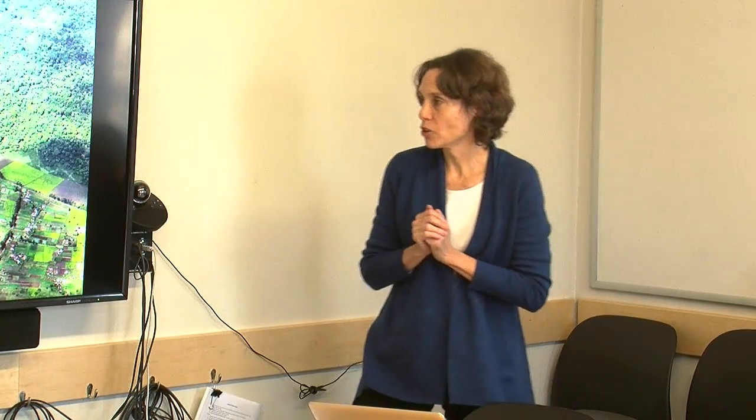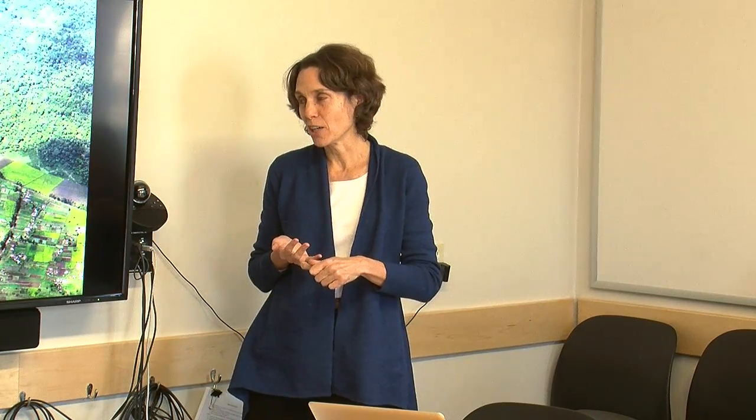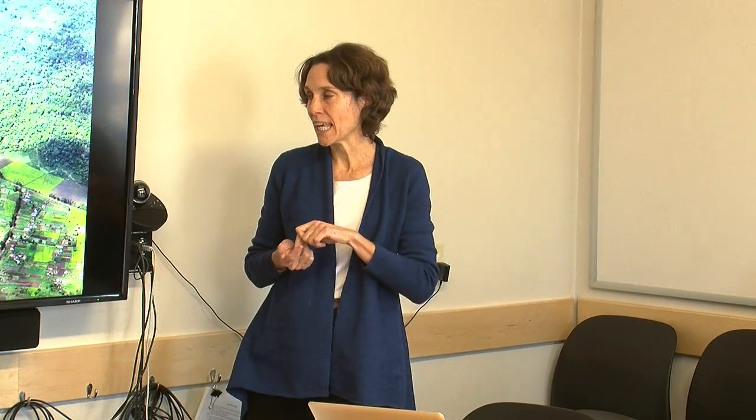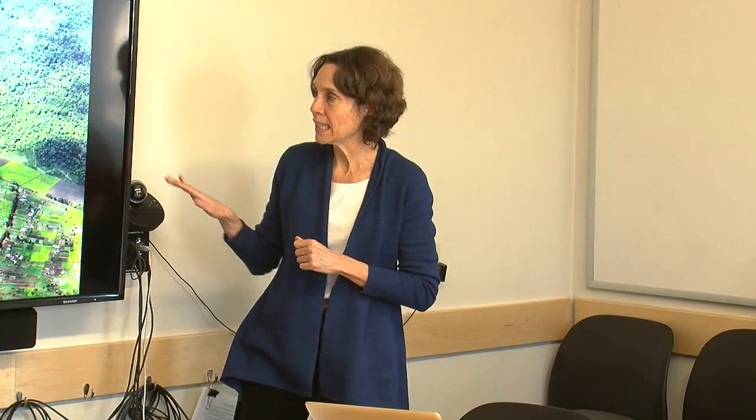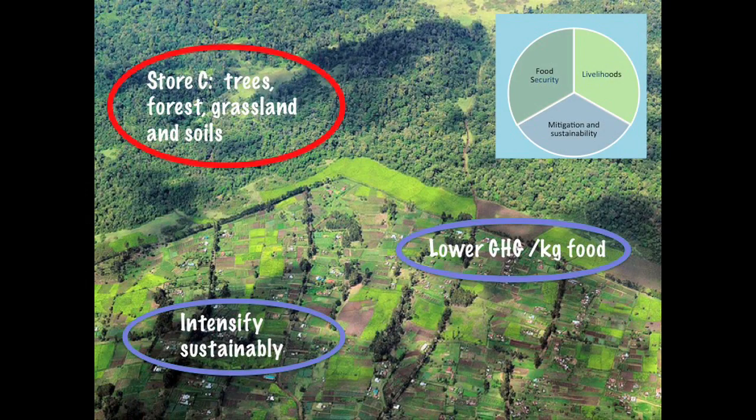So in terms of a vision then for what a landscape that is reducing emissions, sequestering carbon in the soil and forest, and intensifying agriculture might look like. Here you have your forest, here you have your agriculture. We'd want to increase as much carbon storage as possible in our trees, on the landscape, in our forests, in our grasslands, as well as in our soils.